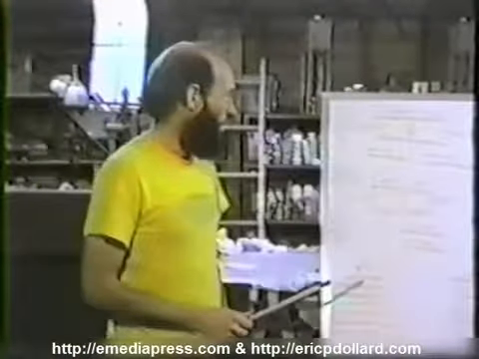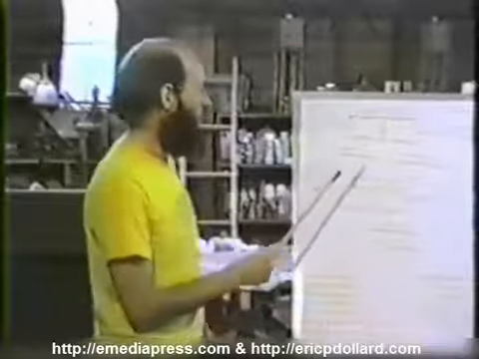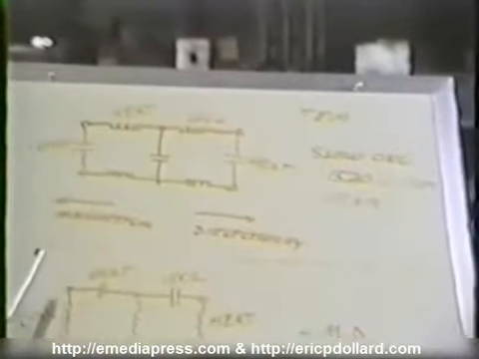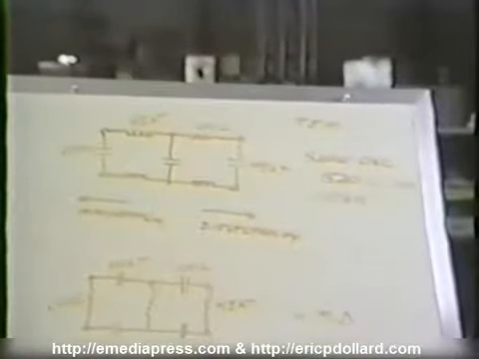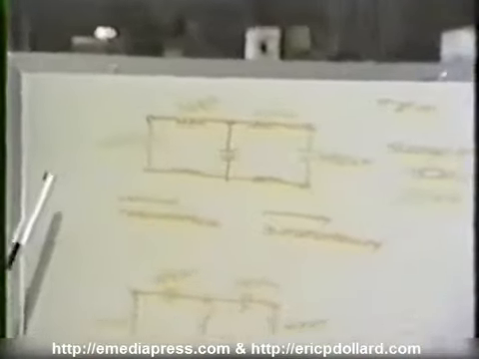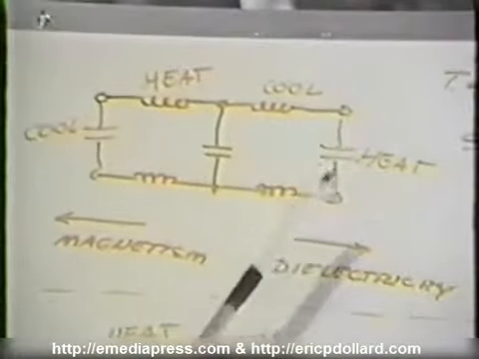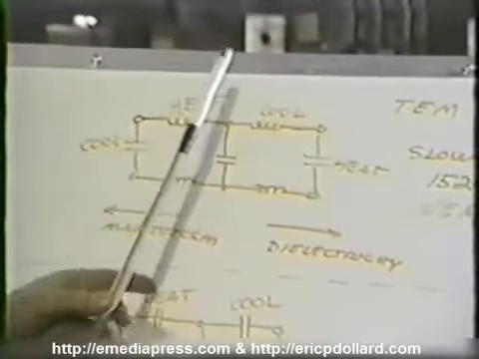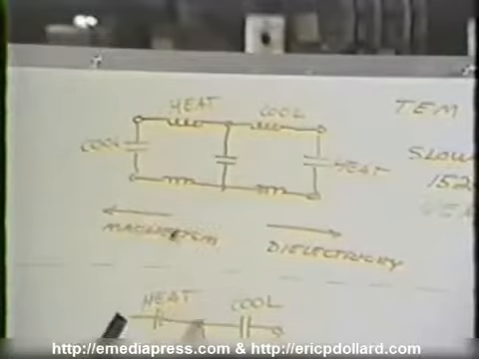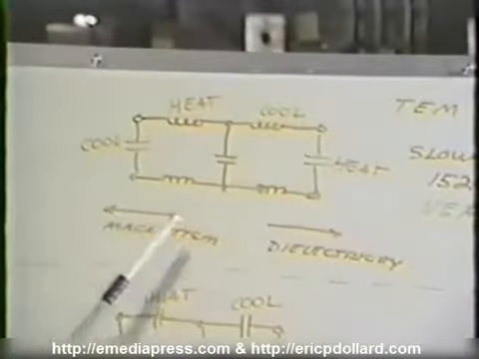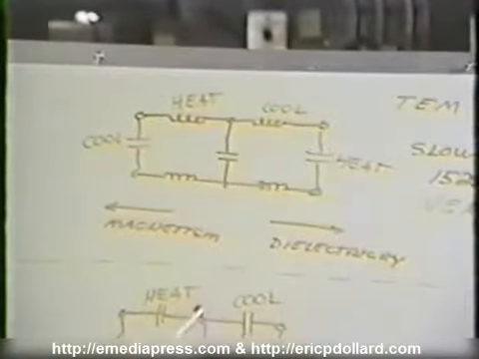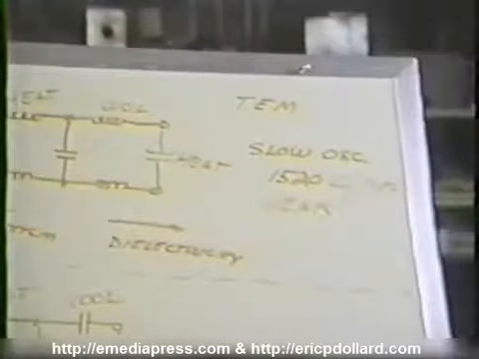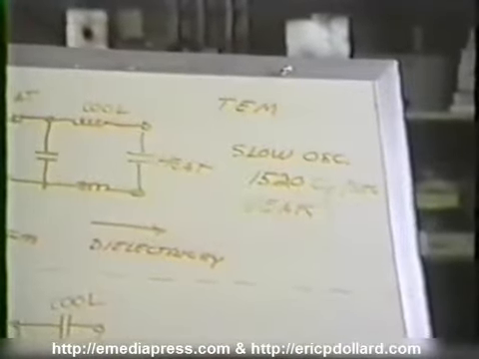In reviewing the results of our experiments, we find that the transverse electromagnetic, or TEM wave, produced these following observable effects. We notice that the capacitors, or dielectric inductors more properly, at the input were cool and at the output were hot, and the magnetic inductors at the input were hot and at the output were cool. The magnetism piles up at one end and the dielectricity piles up at the other end. We found the oscillations to be rather slow and rather weak.